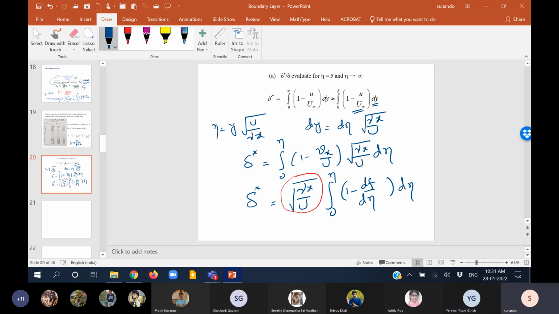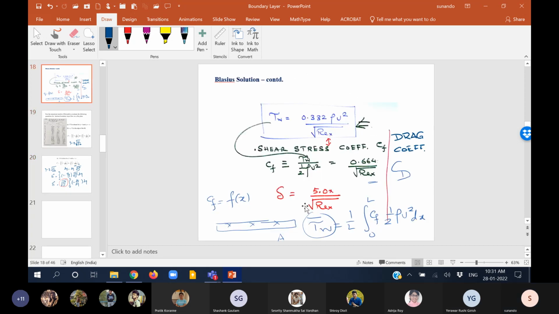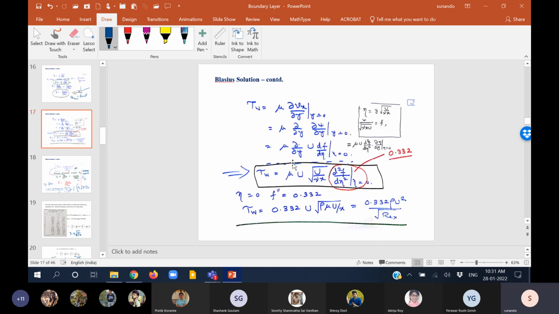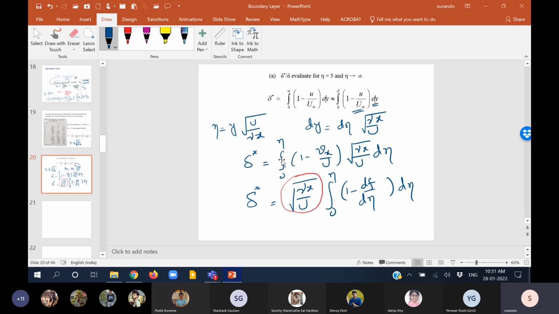Okay, to continue with the statement that you have made, let me go back a bit. You are talking about this one, right? Yes, sir. So if that's the case, then your delta by 5 is x by root over Re x. Or rather, you are talking about this part. The rectangular bracket is something more meaningful here, where we can see that 5 equals delta root over u by nu x. So keep this in mind, and let's go back to the problem.